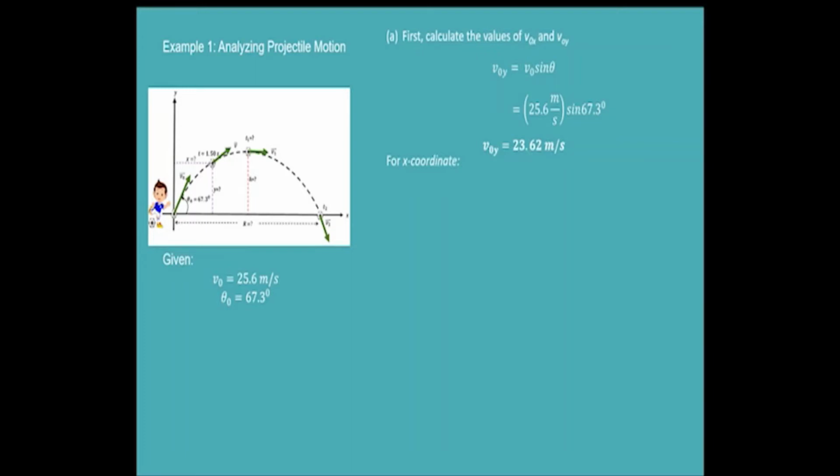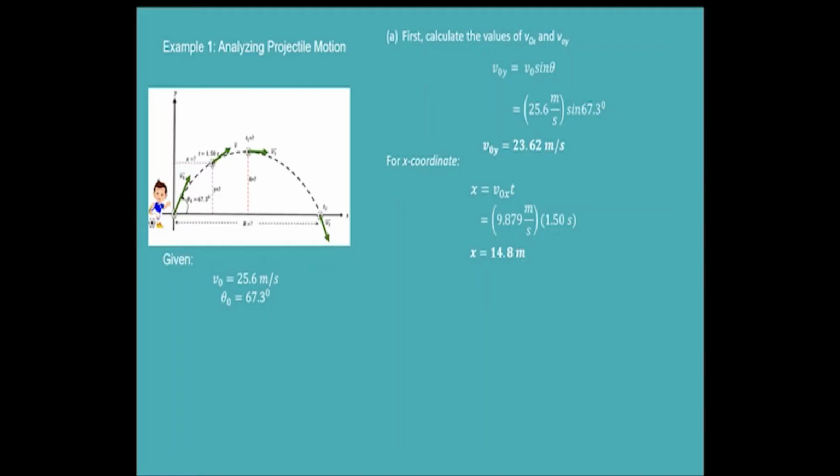Let's start with the x-coordinate. To find the position at the x-coordinate, we will use the equation x is equal to V sub 0 x t, where V sub 0 x is equal to V sub 0 cos theta. If you input that in your calculator, V sub 0 is still 25.6 meters per second times cosine 67.3. The answer is 9.879 meters per second, times our time of 1.50 second. We cancel out second here, so the remaining unit for position is meter. So 9.879 times 1.50, the x-coordinate is equal to 14.8 meters.